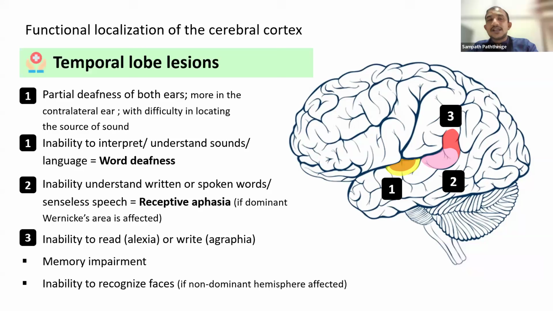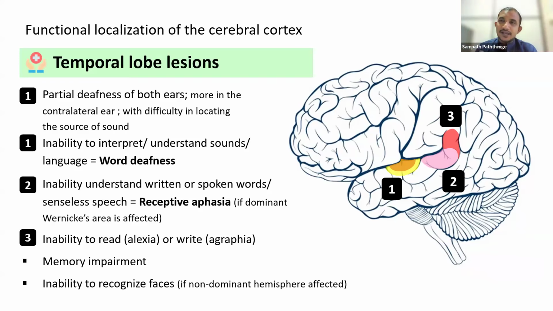Right? So if a patient has a temporal lobe lesion, they will have partial deafness of the ears, right? And they will have problems in understanding the language, the receptive aphasia, right? They will have problems in reading and writing, alexia, agraphia. There will be memory impairment, right? And those language functions are basically affected if the dominant hemisphere is affected.